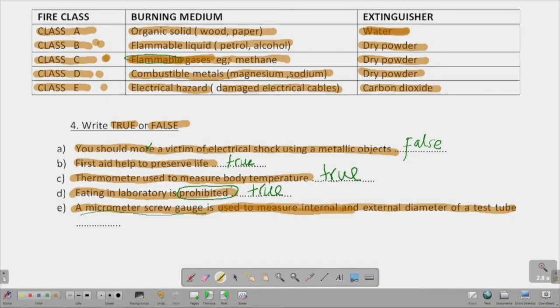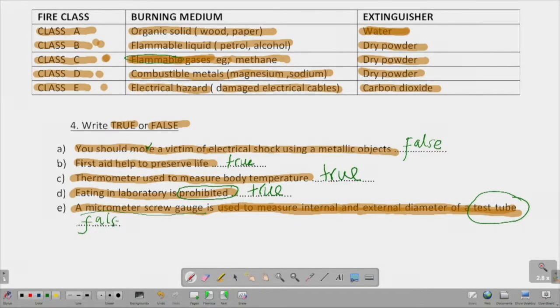So here in the statement it says it is used to measure internal and external diameter of a test tube. Look at the hint here, test tube. You cannot measure the diameter of a test tube by using a micrometer screw gauge, because micrometer screw gauge is only used to measure the diameter of a wire. So this statement here is tricky and its answer is false. So let's write here, this is a false statement. And with this, we have finished our fourth question about true and false. Remember, when you do true and false questions, you have to stop and think before answering.